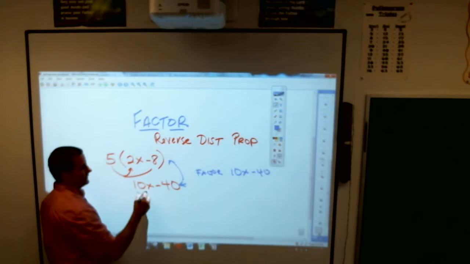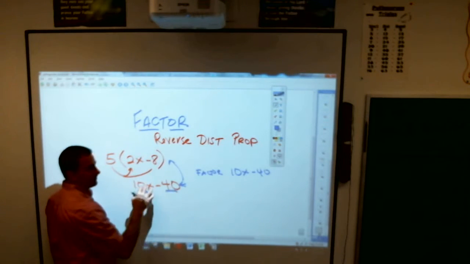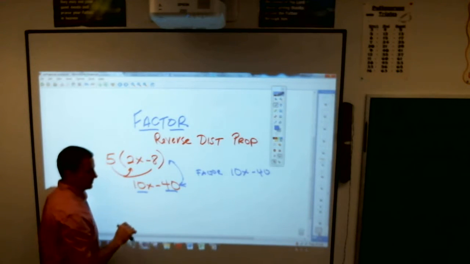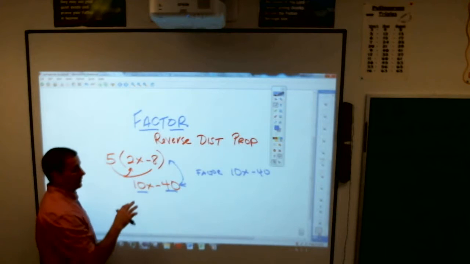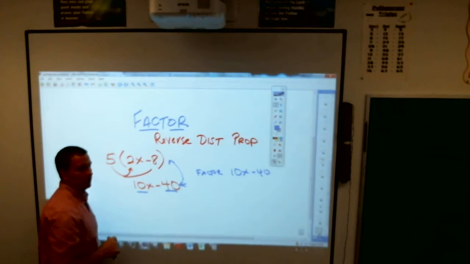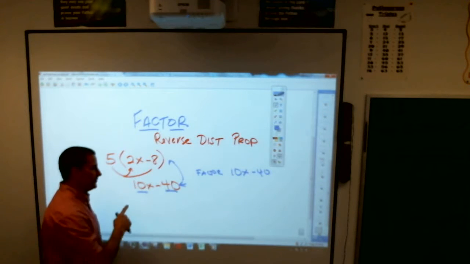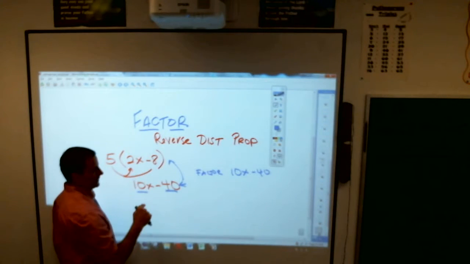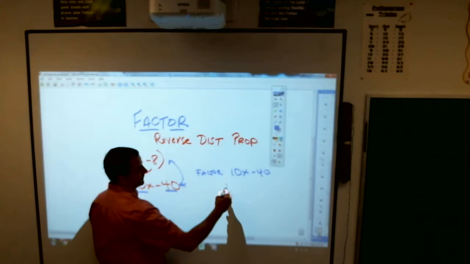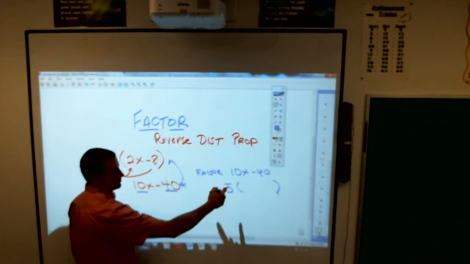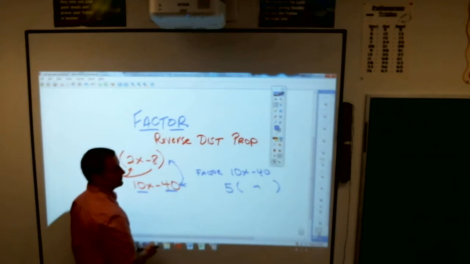You have to look at each term and say, can I divide that by some number? I probably shouldn't have used this because this doesn't work out well, but maybe it will. What number goes into both 10 and 40? Tyler? 5. I want to do 5. If I take 5 and I put my parenthesis in to get those two terms, this was a minus, so you know it has to be minus.